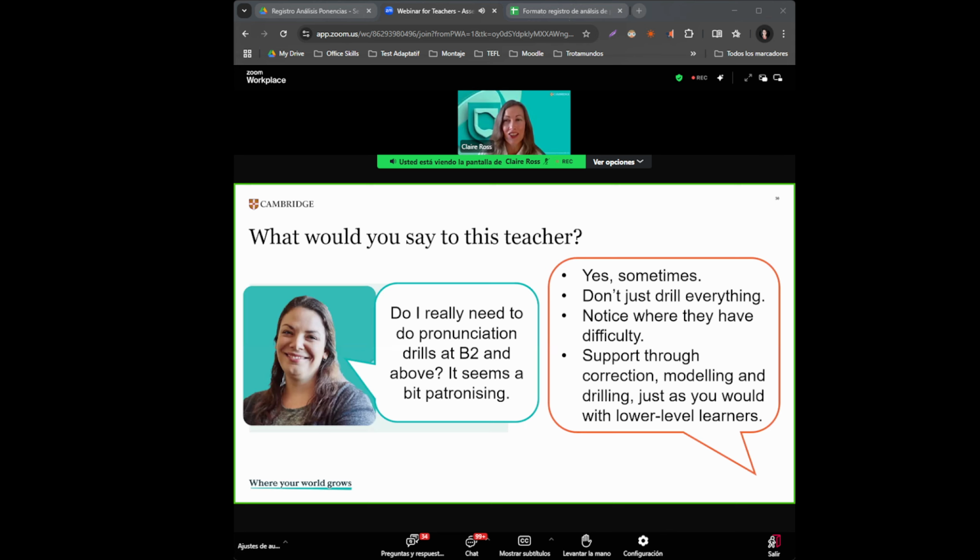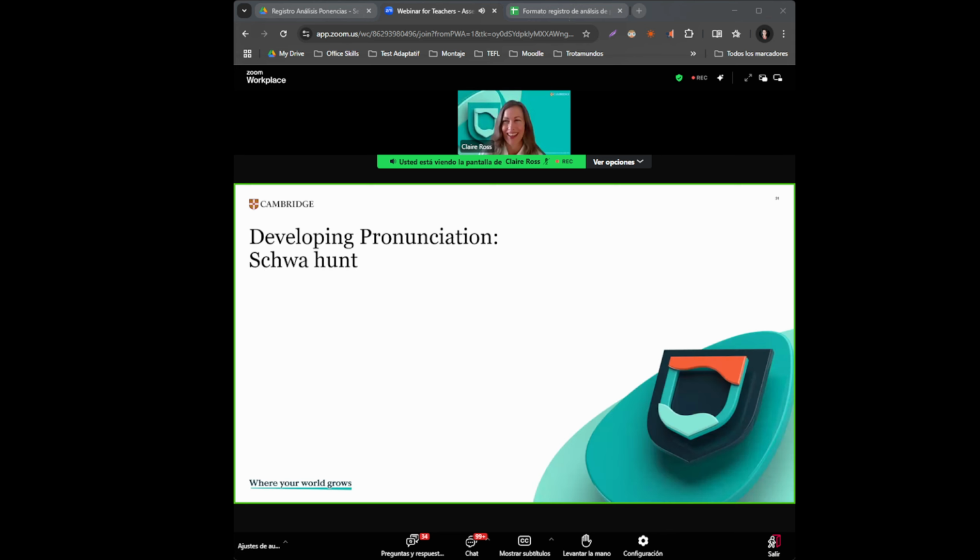So pronunciation is crucial, as Susan says, and one of the activities in the guide to help with pronunciation is this one. It's a schwa hunt. A schwa hunt. Sangeeta, what is a schwa? So a schwa is what I call the lazy sound. It's this sound, and it's always unstressed.